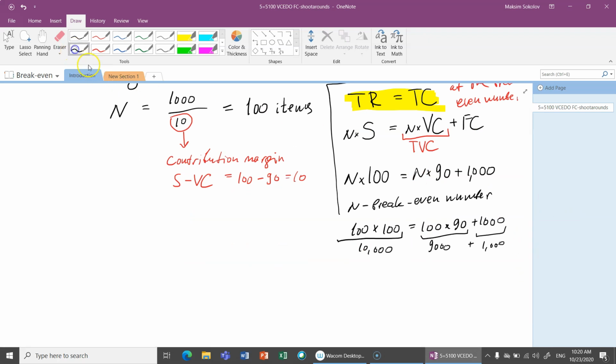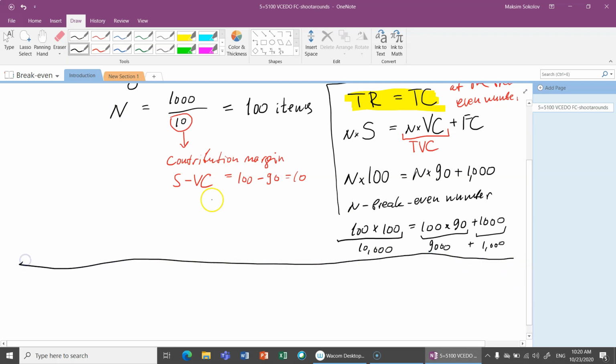In general, though, we can speak about a more general relationship, which is total revenue equals total cost plus net income. This relationship will work regardless of whether you break even or not. But you will break even when net income is equal to 0. So when there is no net income, no pure profit for you, then you will break even. But in general, total revenue is going to be total cost plus net income.